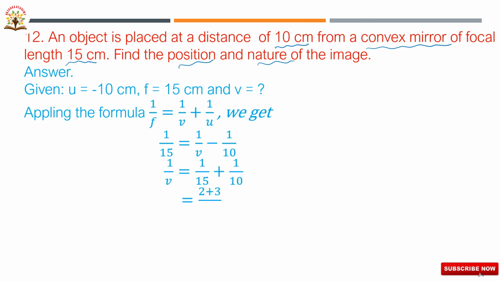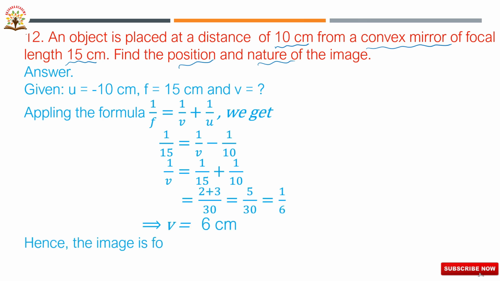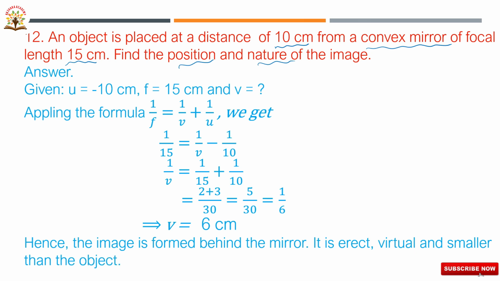Now we are applying the formula, 1 by f is equal to 1 by v plus 1 by u. Substituting the values, f is equal to 15 and u is equal to minus 10 centimeters. Here we are writing the formula, 1 by v is equal to 1 by f minus 1 by u. Now we are calculating the 1 by v.